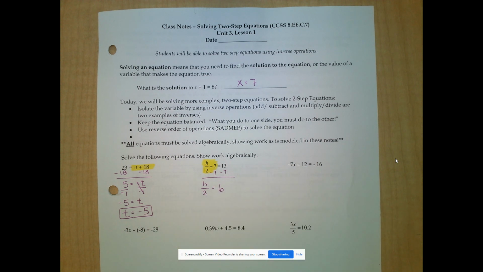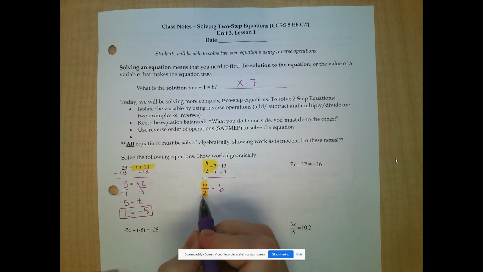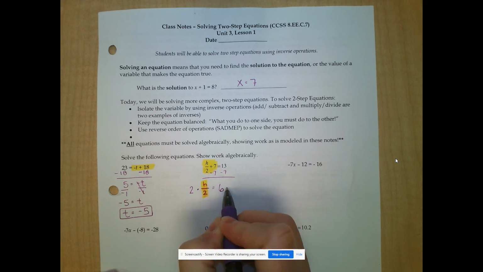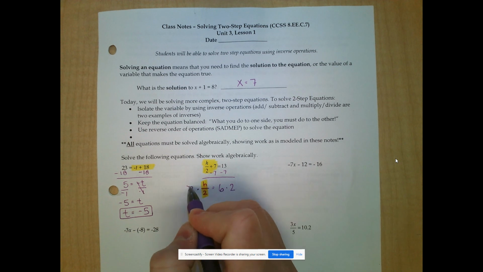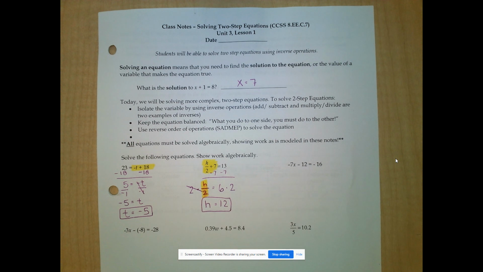Now, still looking at the side with the variable, there is division, h divided by 2. The inverse of dividing by 2 is multiplying by 2. It's going to go right next to the fraction bar, not up, not down. And over on the other side, also multiply by 2. The multiply by 2 and divided by 2 cancel, and h equals 12 is my final answer or solution.